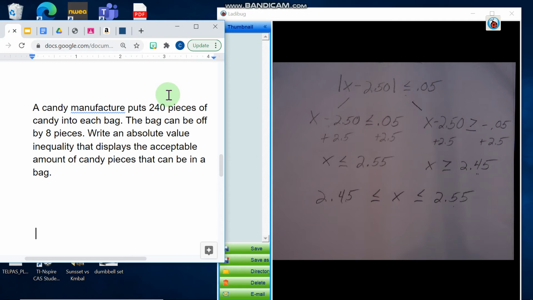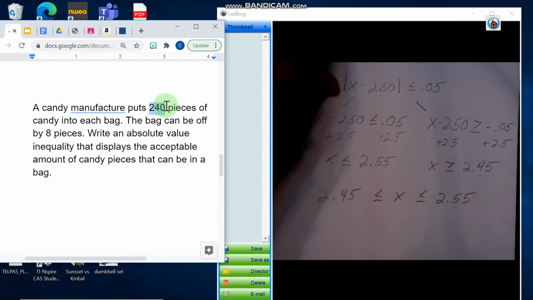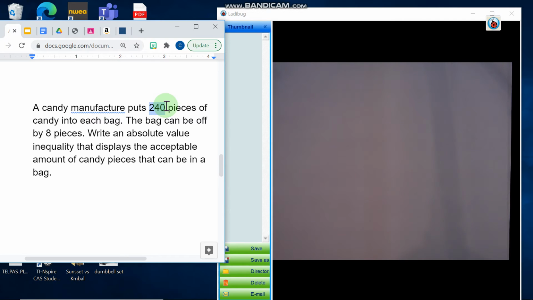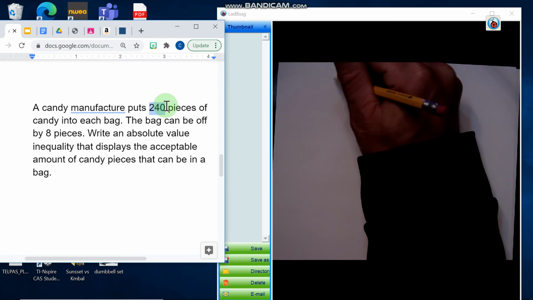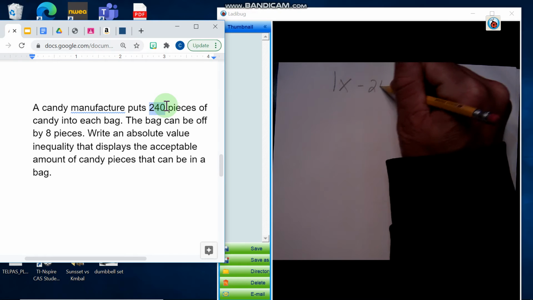A candy manufacturer puts 240 pieces of candy into each bag. The bag can be off by 8 pieces. Write an absolute value inequality that displays the acceptable amount of candy pieces that can be in a bag. So 240 is going to be our average or ideal amount. Some people say ideal. That will be our mu. x minus 240.